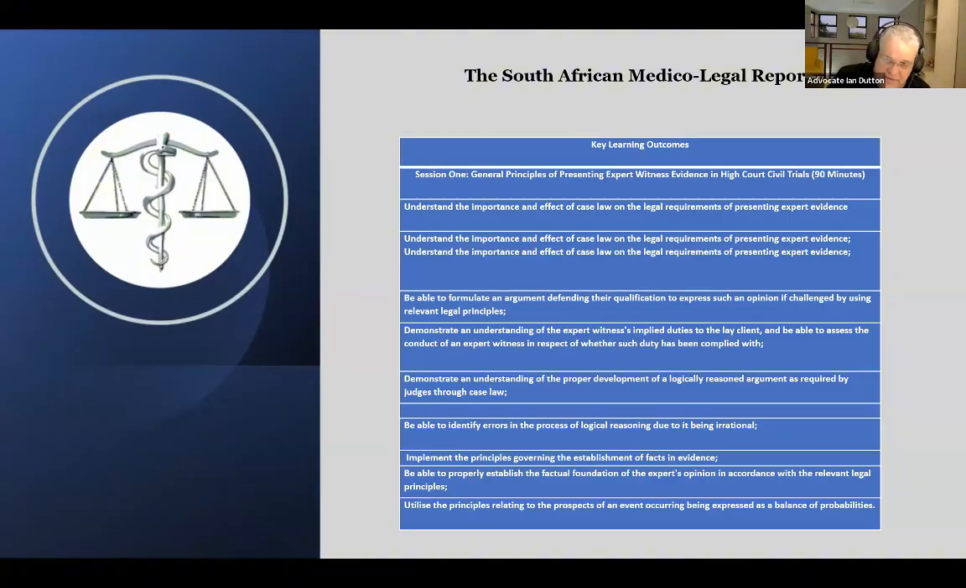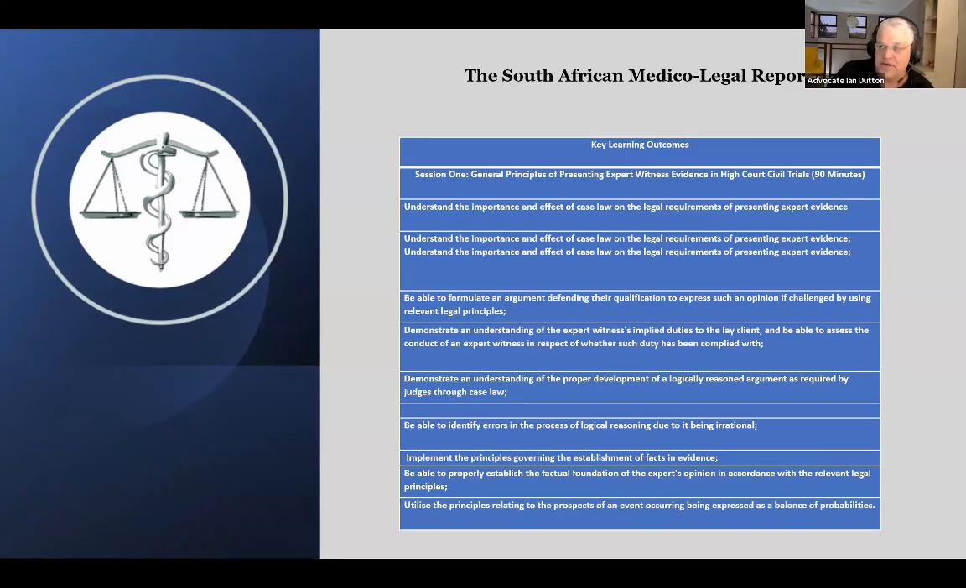We take that principle and then we apply it, and we will actually have a look at the courts have given guidance on what it is that you need to put in your report to make it a compellingly, logically reasoned argument, and therefore a good, strong report and good, strong evidence later. Okay, then you will learn how to identify errors in the process of logical reasoning due to it being irrational.